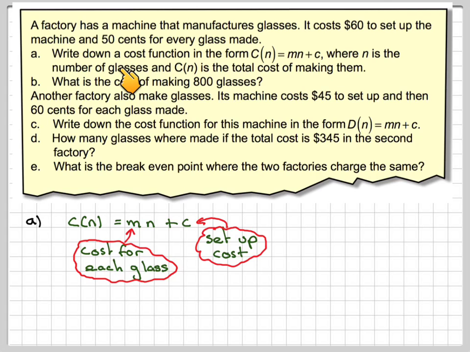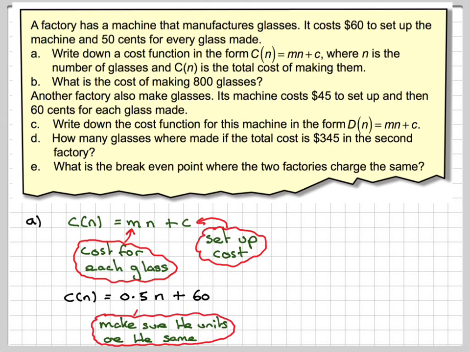So we're going to turn everything into dollars. So C of n is going to be equal to 0.5, which is 0.5 of a dollar, times n. Because every glass made is going to cost 0.5. So if 2 were made, it's going to cost $1. If 4 were made, it's going to cost $2. And then there's an initial setup cost, so plus 60 is the setup cost.